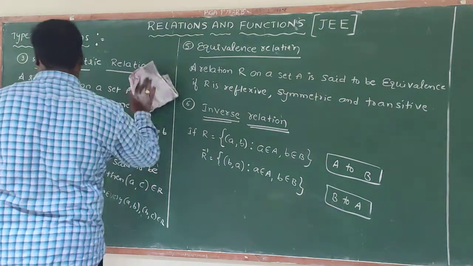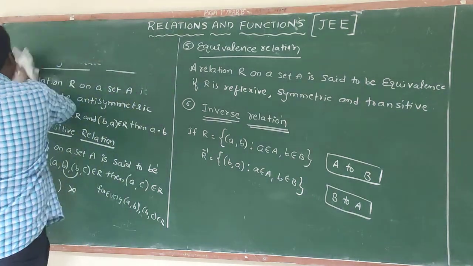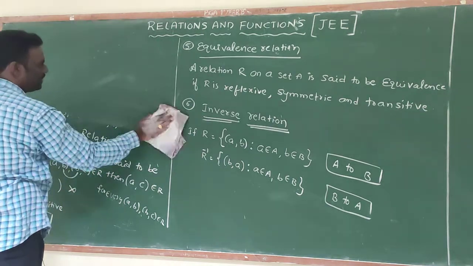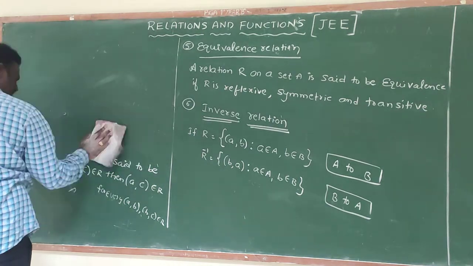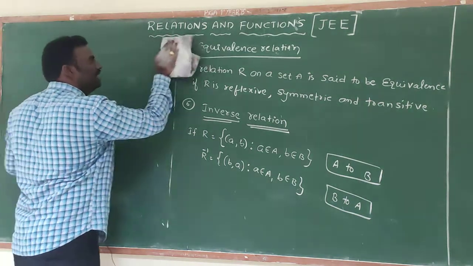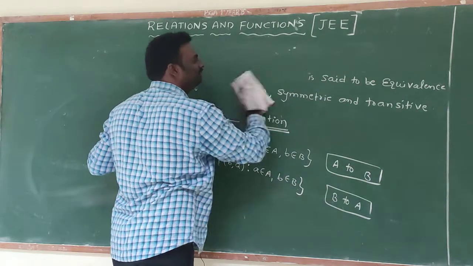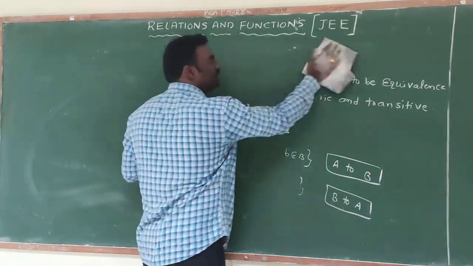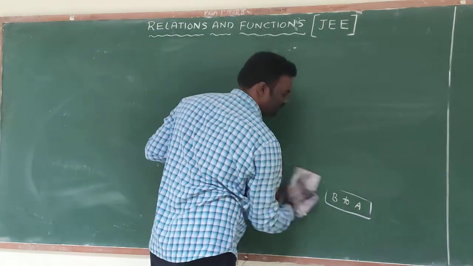Next, we will discuss the synopsis for the functions chapter. So relation synopsis is over. Next I will start the synopsis for functions.